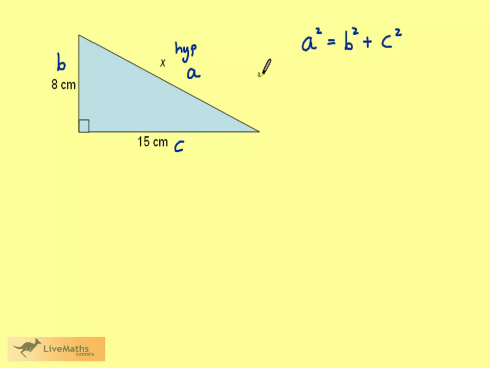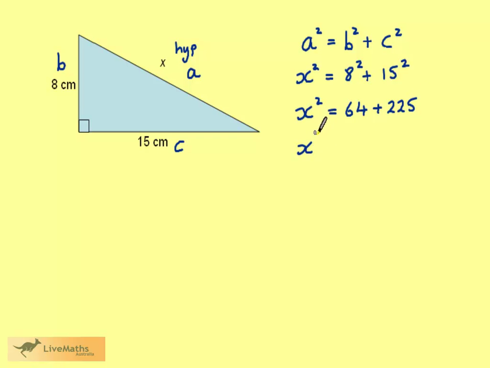Substituting into the formula, the hypotenuse is x, so we have x squared. This will be 8 squared, and this will be 15 squared. Now calculating, x squared is 64 plus 225.